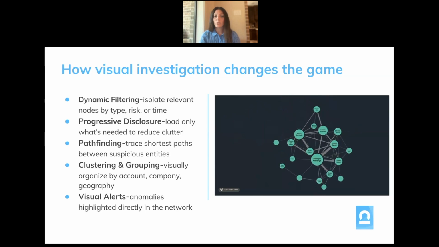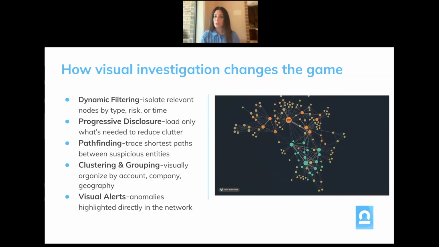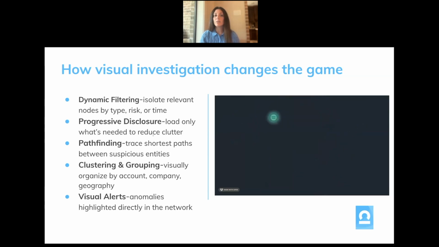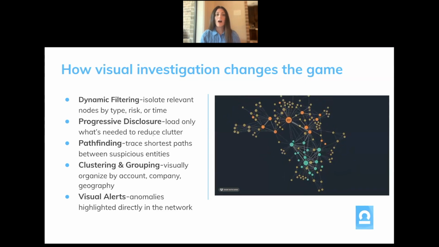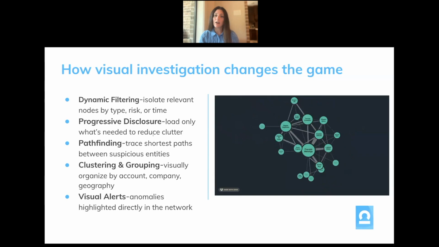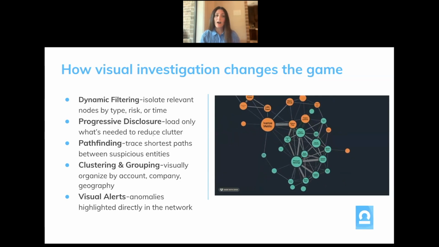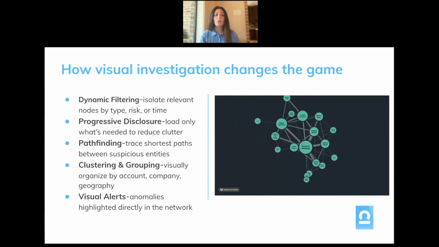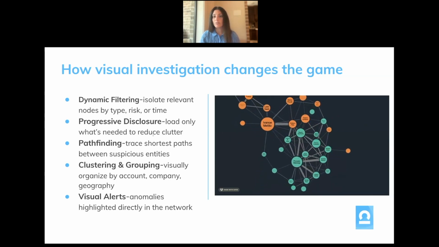Progressive disclosure prevents overload. Instead of showing a massive, unreadable web of connections, it loads only what's relevant, expanding the view as the investigator drills in. Pathfinding helps trace connections, like how a payment moved from one account to another through multiple intermediaries, surfacing indirect relationships and hidden accomplices. Clustering and grouping reorganizes the chaos visually, letting investigators see patterns by company, region, or account type. So what used to be tangled suddenly becomes intuitive.